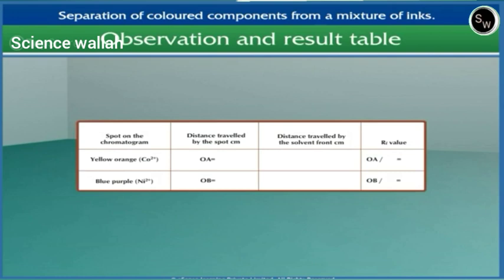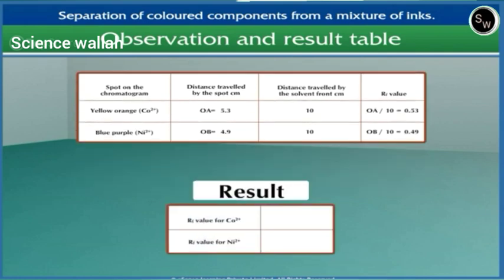Observation and result table. The distance travelled by the yellow-orange spot is 5.3 cm and the distance travelled by the blue-purple spot is 4.9 cm. The distance travelled by the solvent front is 10 centimeter. The RF value for the yellow-orange spot is 0.53 and that of the blue-purple spot is 0.49. Result: the RF value for the yellow-orange spot is 0.53 and that of the blue-purple spot is 0.49.